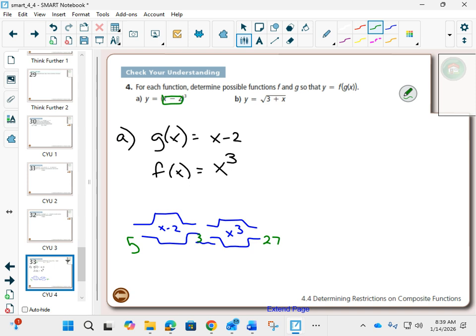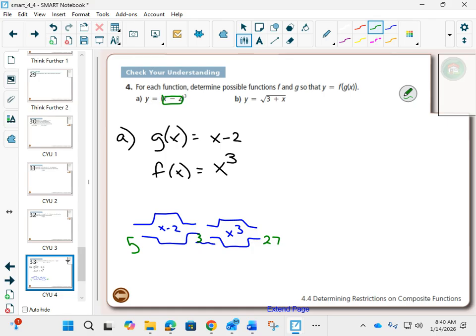If you plug that into your original equation, do you see that you would get the same thing? You plugged in 5 for x. Inside the brackets you'd have 5 minus 2, which would give you the 3. That's your inside function happening. And then after you get the 3, what do you need to do with it? You need to cube it. So your outside function is cubing.